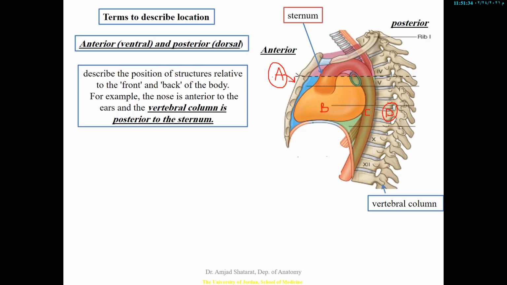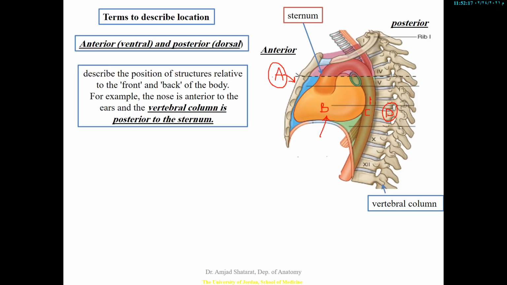So whatever is close to the vertebral column is posterior, and whatever is close to the sternum or the abdomen and other parts of the body should be considered anterior. However, you need to appreciate the fact that anterior and posterior are relative terms. What does this mean? For example, if I asked you whether the heart is anterior or posterior, you should reply, anterior to what? If we are talking about the aorta here, the heart is anterior to this structure.